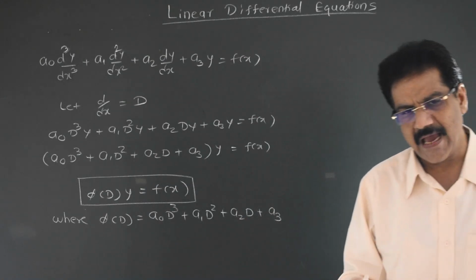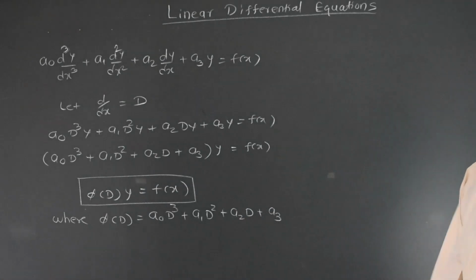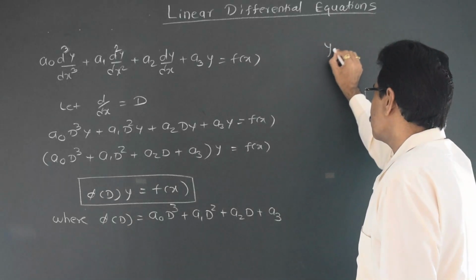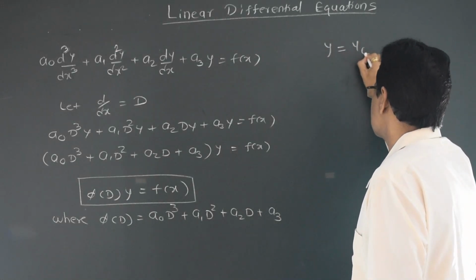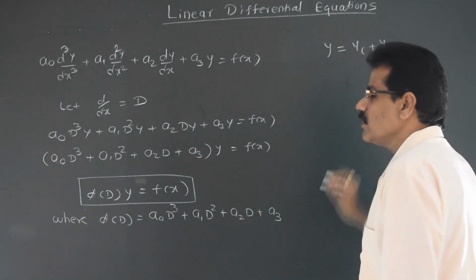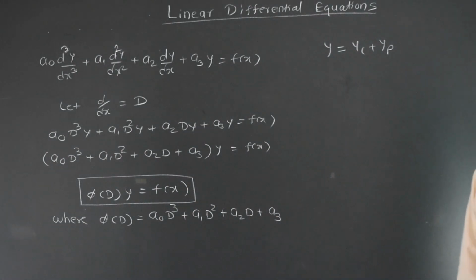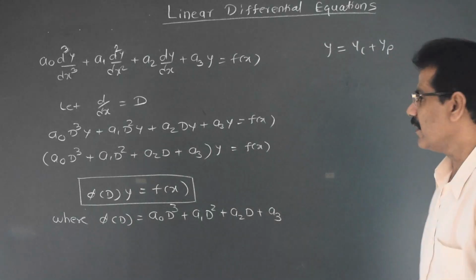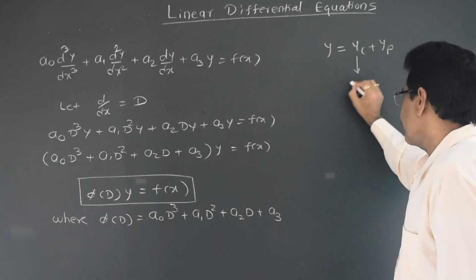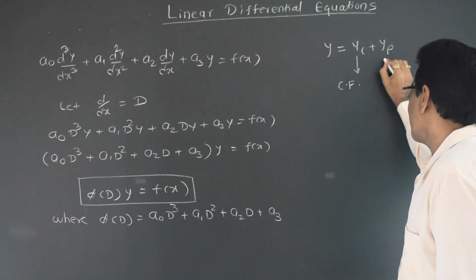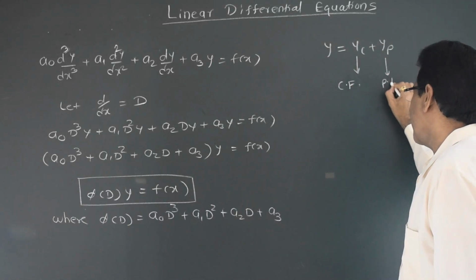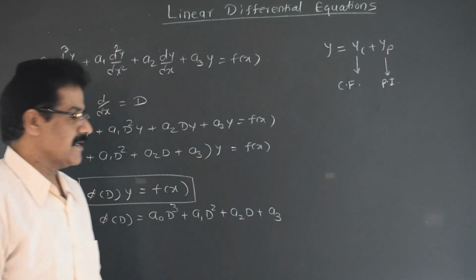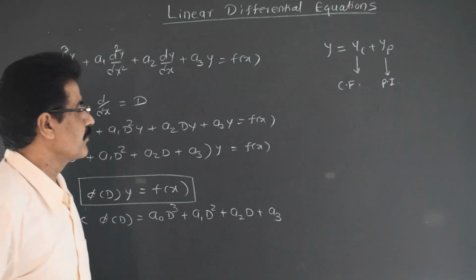Now we have to see how we will get the value of y, meaning how we are going to find the solution. The solution of this differential equation is always to be found in two parts. The first part is called the complementary function and the second is called the particular integral. yc is nothing but the complementary function and yp is nothing but the particular integral. Now how are we going to find these two parts? Let us take them one by one.